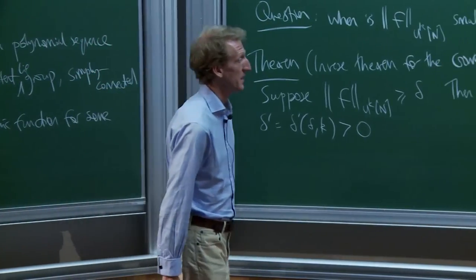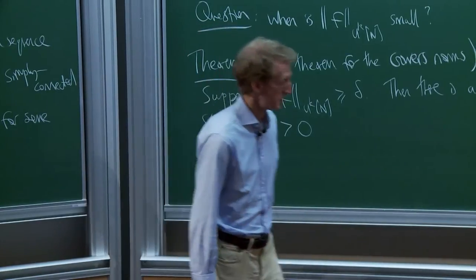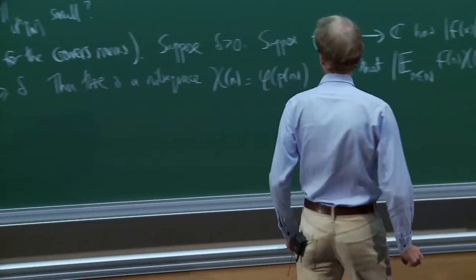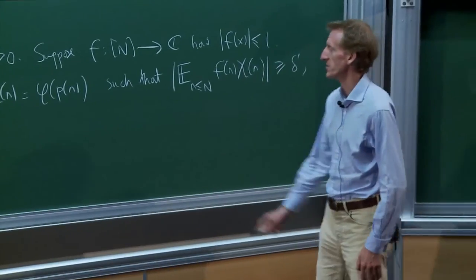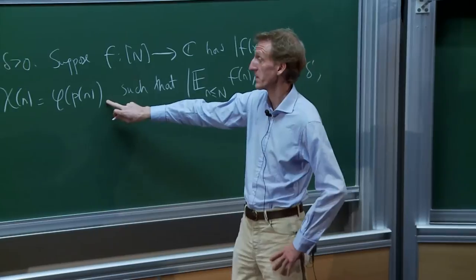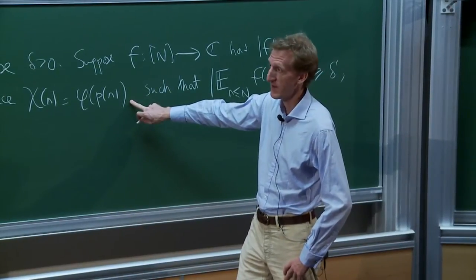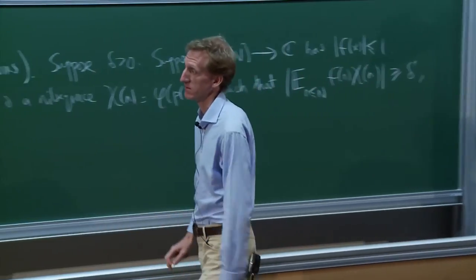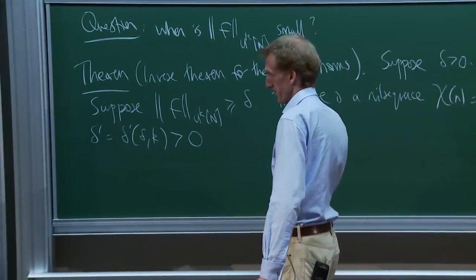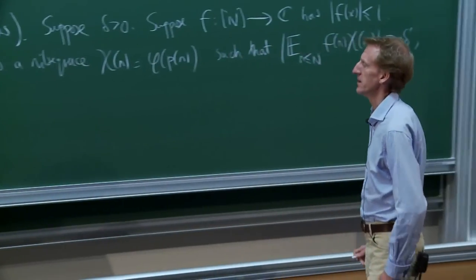Now, as I've stated it here, this result has precisely no content at all, it turns out. And the reason for that is that every function from 1 up to N can be written in this form, chi of n is phi of p of n. In fact, with just taking G equals R. So I'll leave that as an exercise.